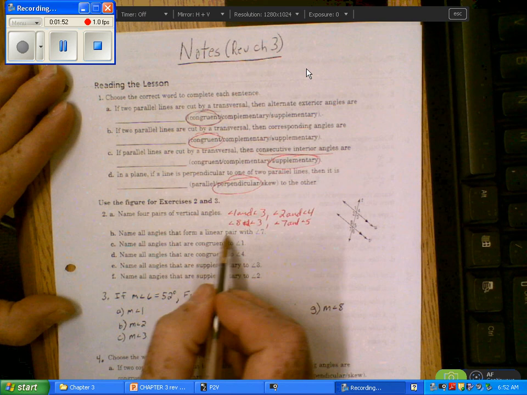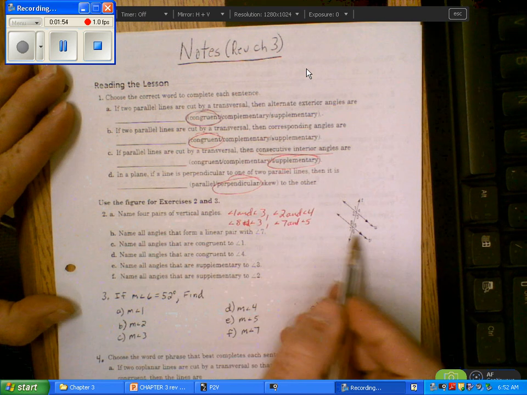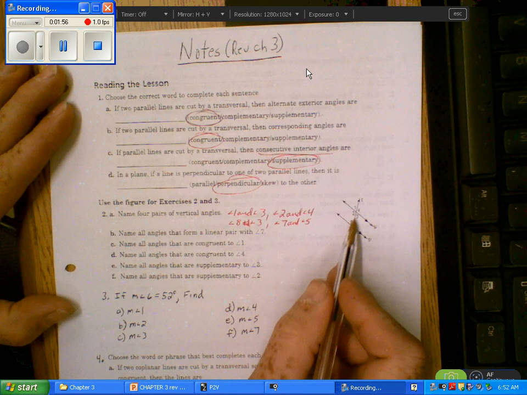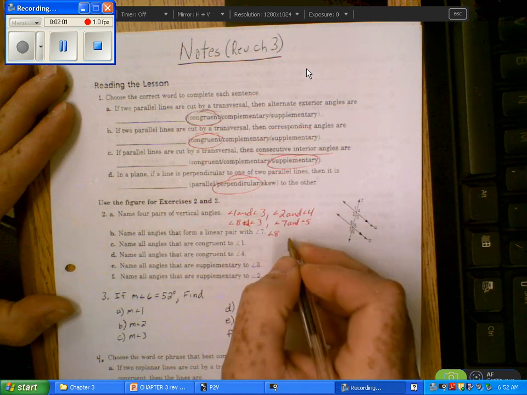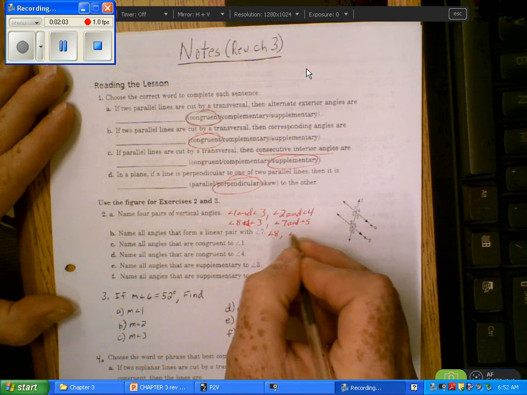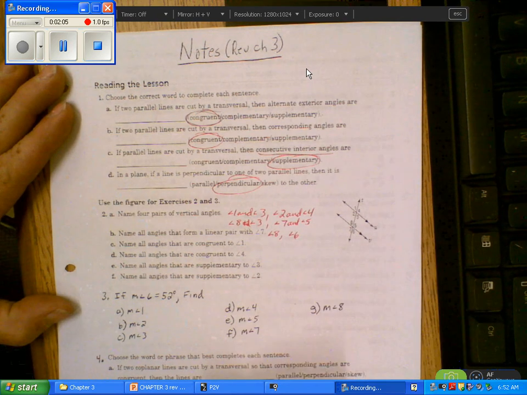Name all angles that form a linear pair with angle 7. Remember, a linear pair is ones that make a line. So angle 8 forms a linear pair with angle 7. Angle 6 forms a linear pair with angle 7. So they add up to be 180.